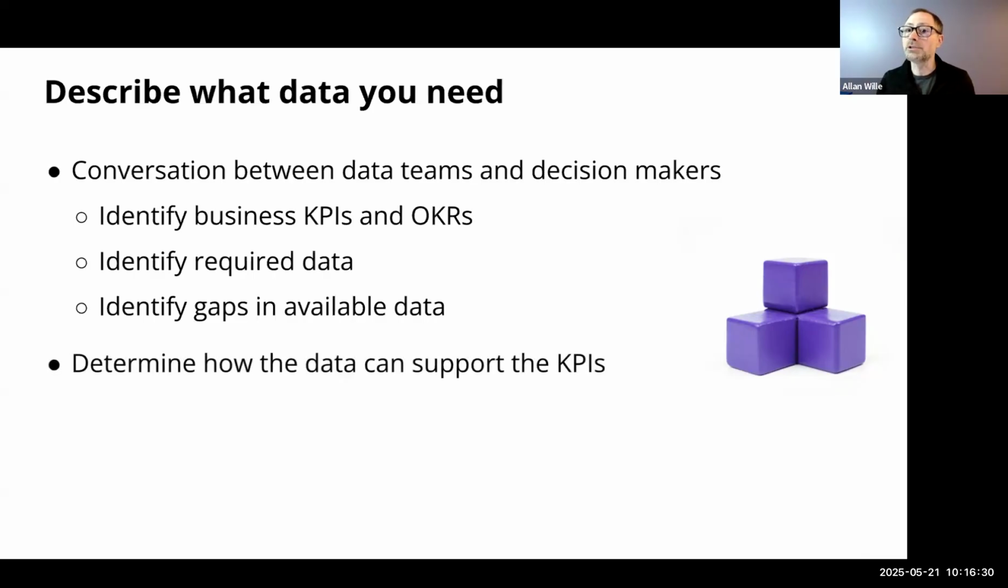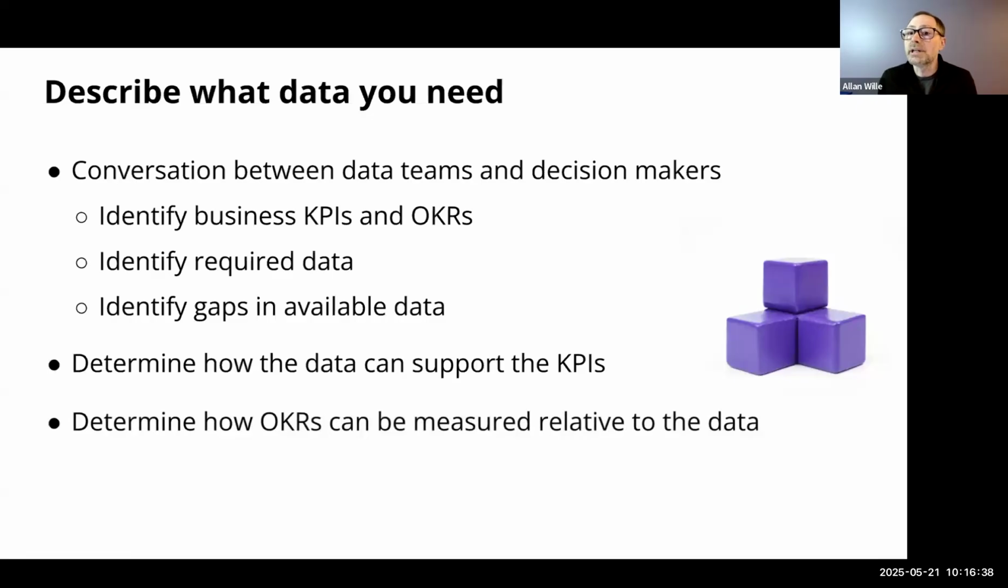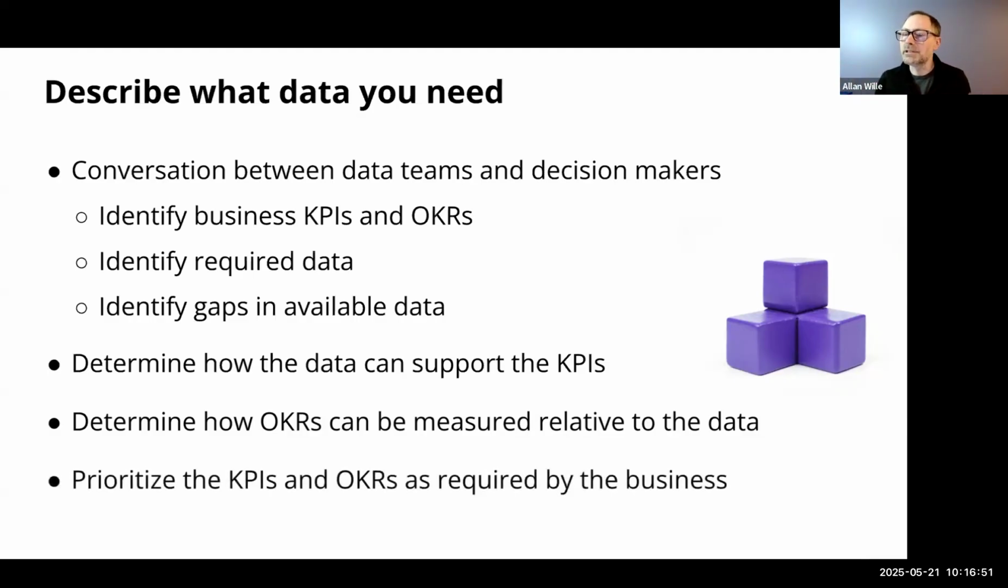Then we want to understand how this data can support the KPIs that we're looking for. We want to understand what the OKRs are and how they can be measured relative to the data, those goals that are important to an OKR system. And then finally, we want to take that list and all the understanding that we have worked on between the data team and the end users, and prioritize what KPIs and then, of course, what OKRs are required by the business. That gives us the roadmap that we want to move towards.